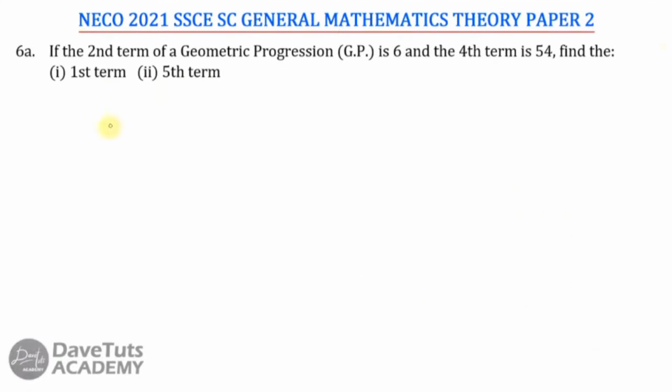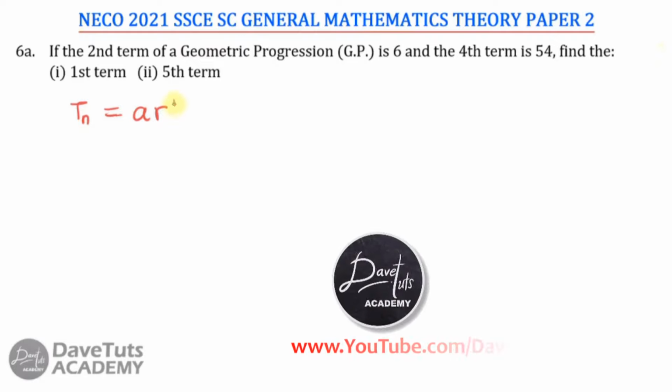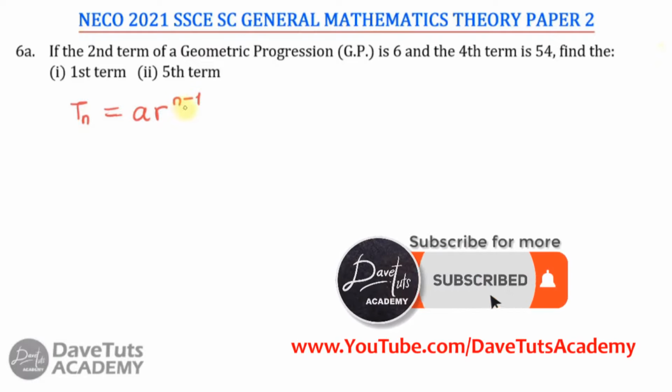In this question on geometric progression under sequences and series, we are told that if the second term of a GP is 6 and the fourth term is 54, we are to find the first term and the fifth term. As a recall of our understanding, the nth term of a geometric progression is given as the first term A multiplied by the common ratio raised to power n minus 1, where n is the number of terms.